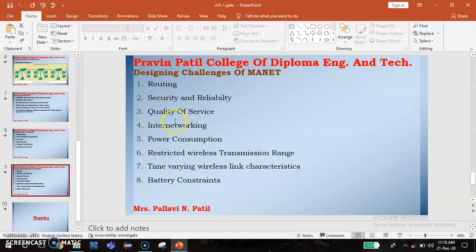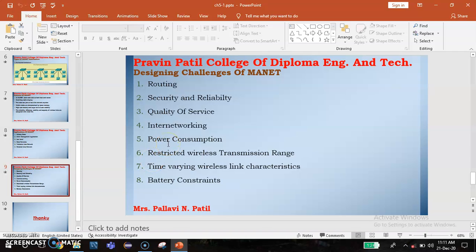The next is interworking. In addition to communication within an ad hoc network, internetworking between the MANET and fixed networks is often required in many cases. The next is power consumption.